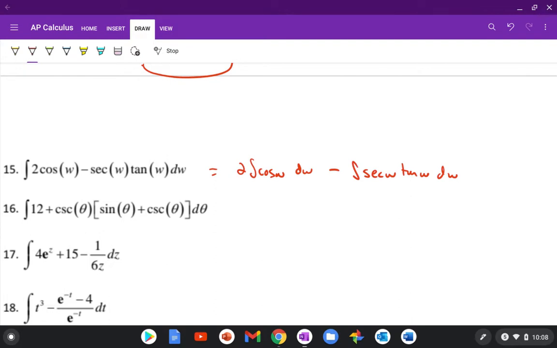All right, so let's go ahead and think about this one. We want to think, well, what when we take the derivative gives us cosine? Well, remember how sine and cosine are opposites. The derivative of sine is cosine. So this is just going to be 2 sine of w, right? Because the derivative of sine is cosine. Minus, and then think what function, when we take the derivative, gives us secant x tangent x, or secant w tangent w. And that is secant. The derivative of secant x is secant x tangent x, or in this case, secant w, plus c.